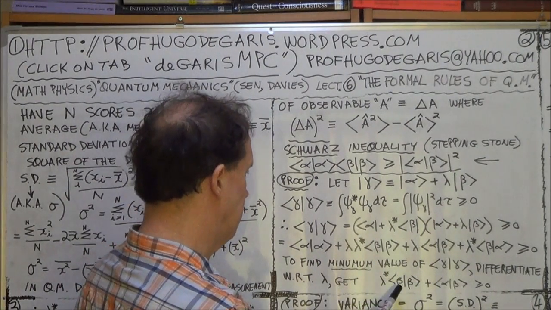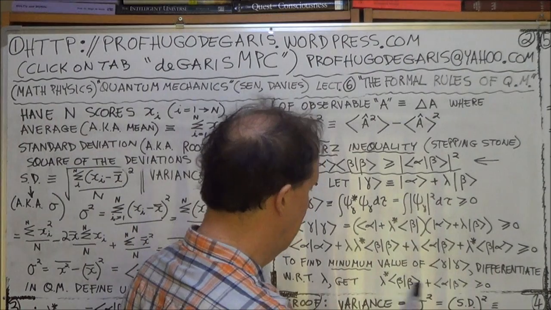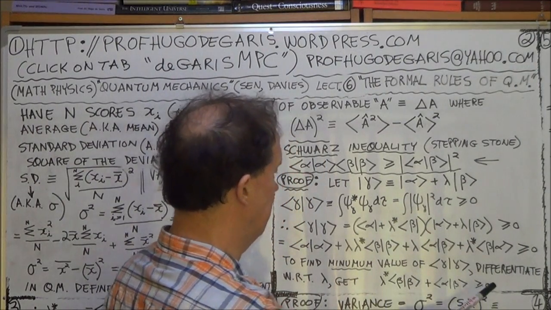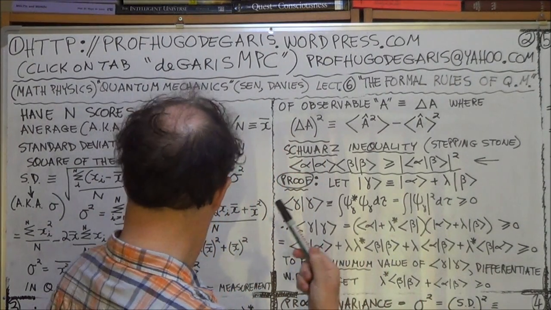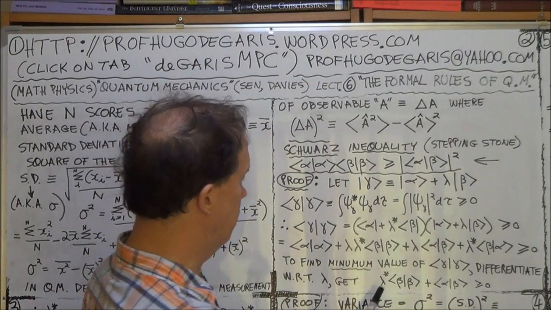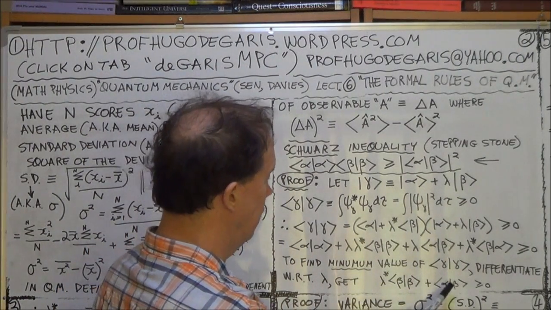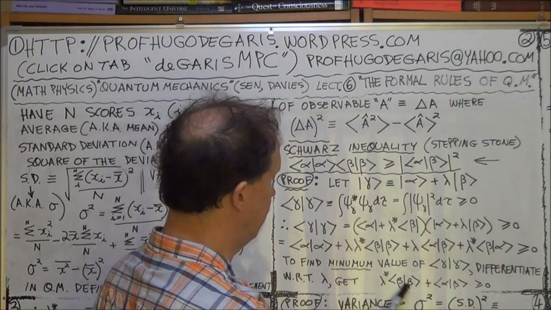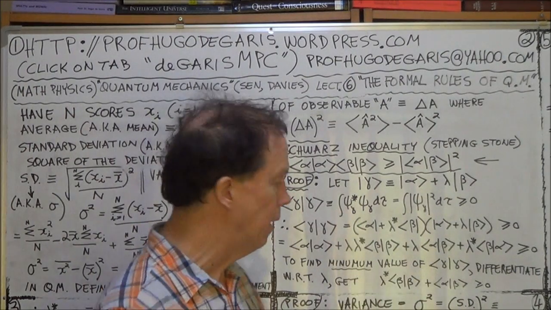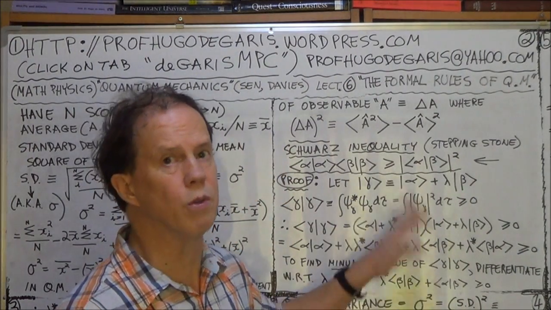Okay, so that has to be equal to 0. And so therefore you can solve for lambda star. Just take this over to the other side, divide by bracket beta beta, and so on. And I'll just go on smoothly in the next session.